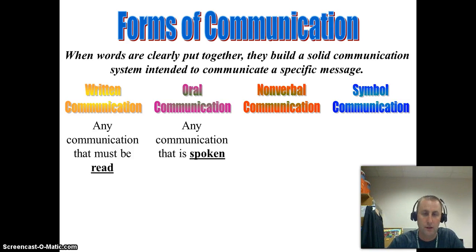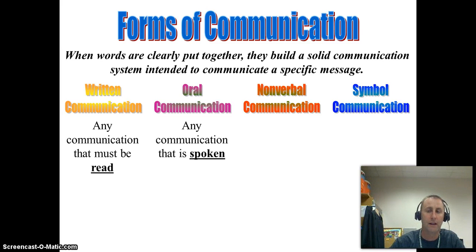The next form of communication that we have is oral communication. And oral communication is any communication that is spoken. So for example, right now I'm giving an oral presentation with this written communication by sharing or talking through the different concepts that are on this particular presentation. So oral communication, again, is any communication that is spoken.